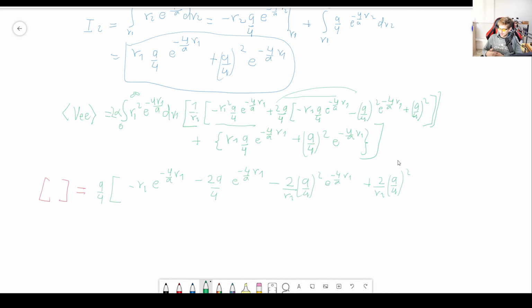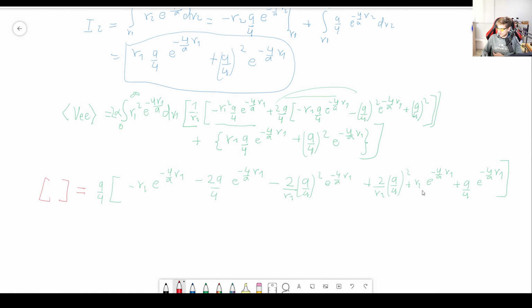Whew. Okay, so that's the first part. And then we get these exact same things. So basically plus R1. I have to factor out a over 4. So R1 e to the minus 4a R1 and plus a over 4 e to the minus 4 over a R1. Okay. Now let's see if we can simplify this somehow.